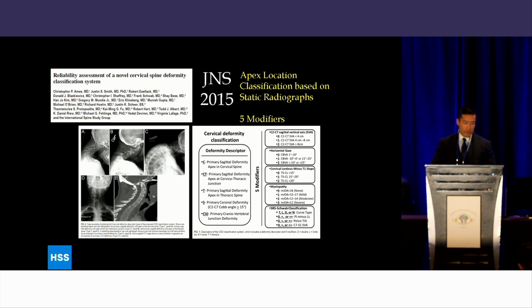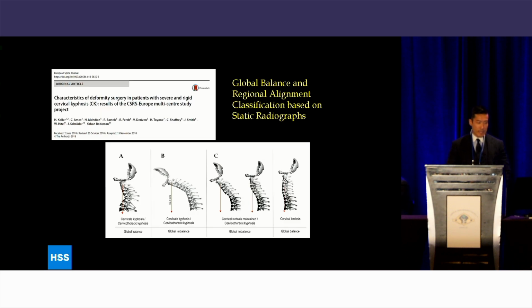So the Ames classification is extremely comprehensive, but it's based on static radiographs with 5 modifiers. So you could imagine if you're describing a deformity to a colleague, it may become pretty difficult. For example, you may say, oh, well, this patient has a CT 0, +1, +1, +1, and 0 type of deformity. It's probably hard to communicate with that sort of method.